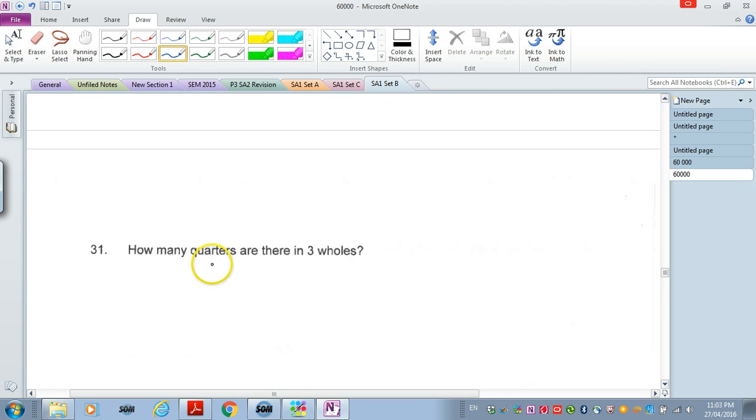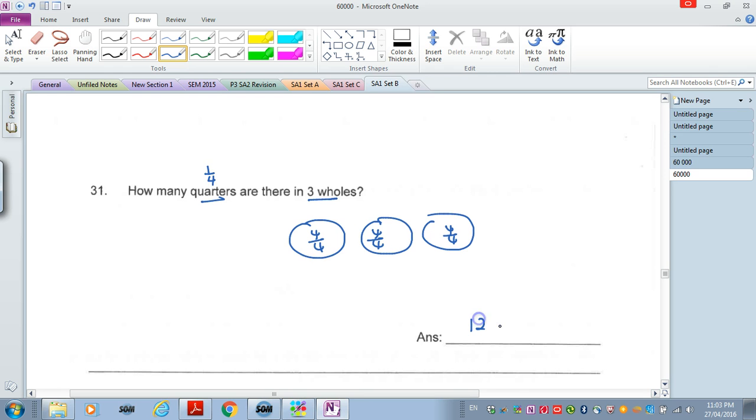How many quarters are there in 3 wholes? 1 whole, there are 4 quarters. So altogether there are 12 quarters. So I write down 12 quarters.